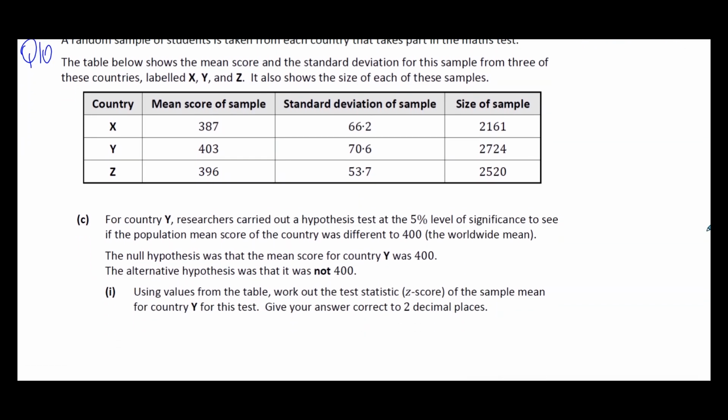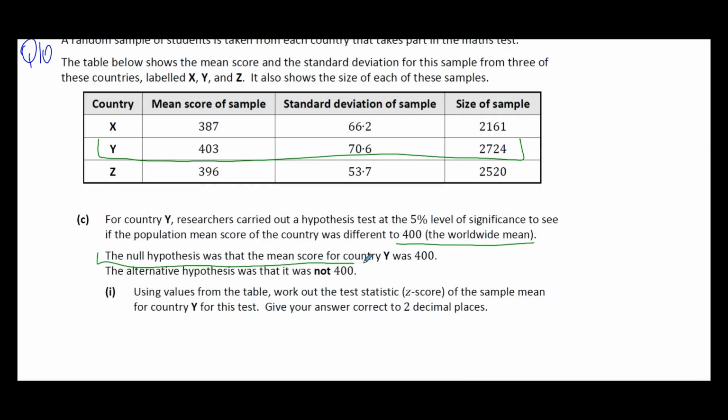So let's have a look at this particular part. For country Y, so we are talking about these values here. Researchers carried out a hypothesis test at 5% level of significance to see if the population mean score of the country was different to 400, which is the worldwide mean. So the null hypothesis was that the mean score for the Y country was 400.